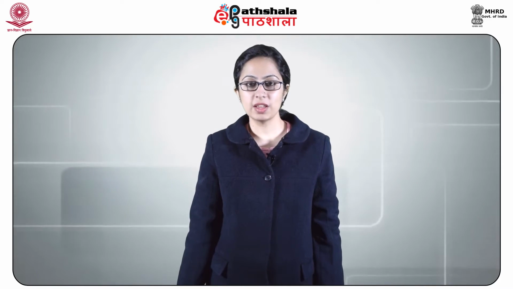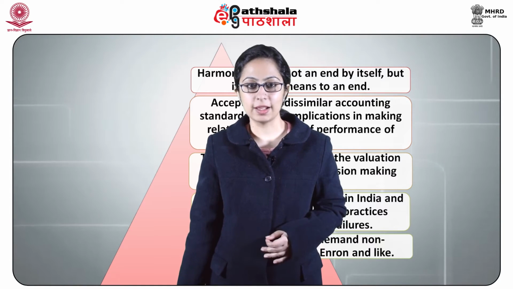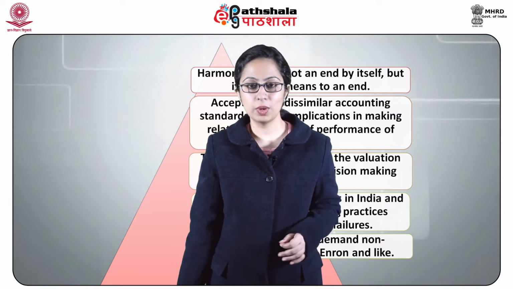The US GAAP reconciliation statement has revealed that the company had suffered a loss of DM 949 million. For example, British Telecom Inc. reported a profit of £1,769 for the year that had ended on 31st March 1994 under the UK GAAP, but under the US GAAP reconciliation, the net profit was reduced to £1,476. Harmonization is not an end by itself, but it is also a means to an end.